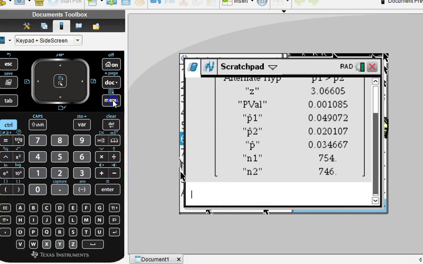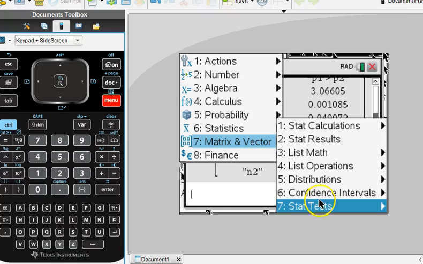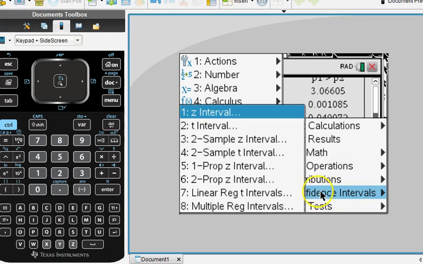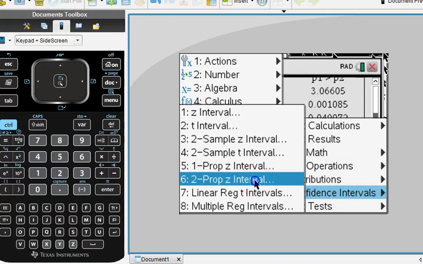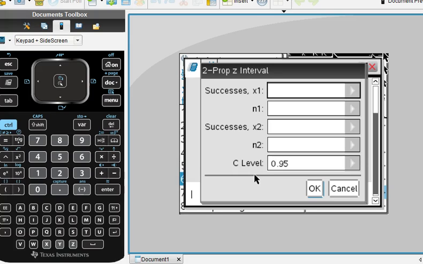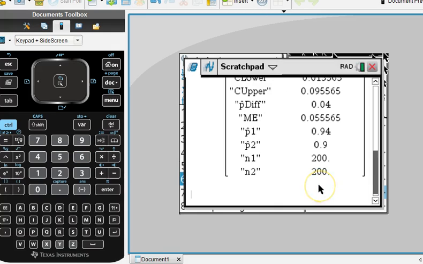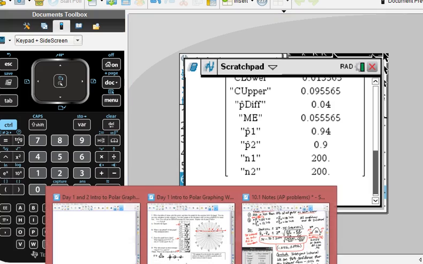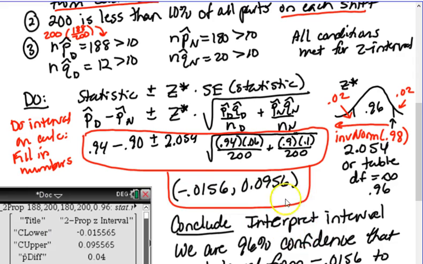I'm going to do menu, statistics, confidence intervals, two proportion Z interval. I'm going to put in 188 over 200 for day, 180 over 200 for night. I'm going to make this a 96% confidence interval and push OK, and there's my values. And I'm going to go back and talk about what we're going to do with those numbers now.